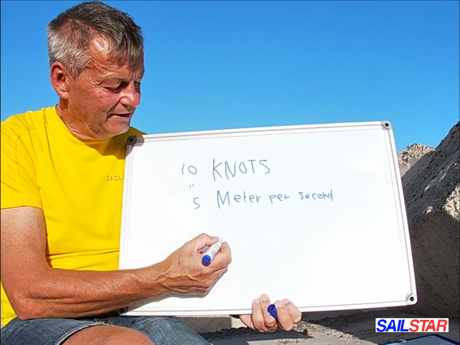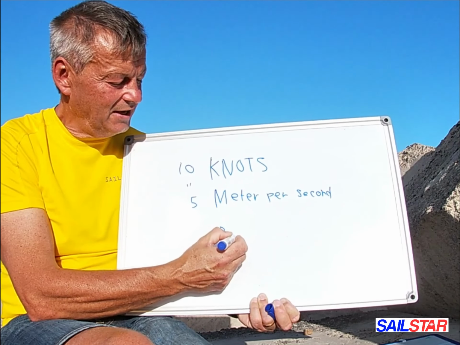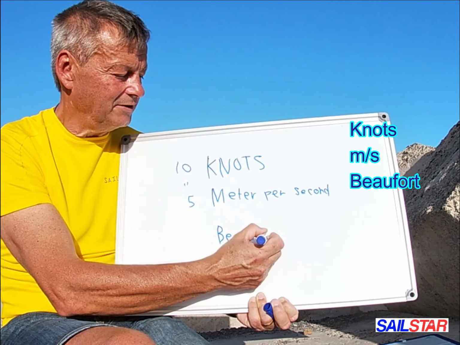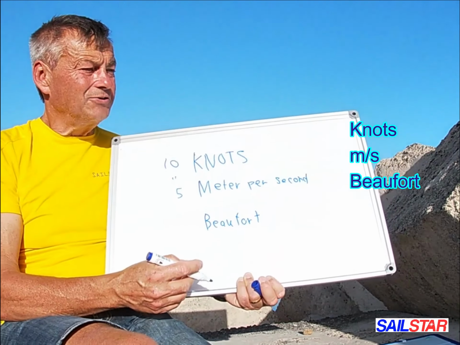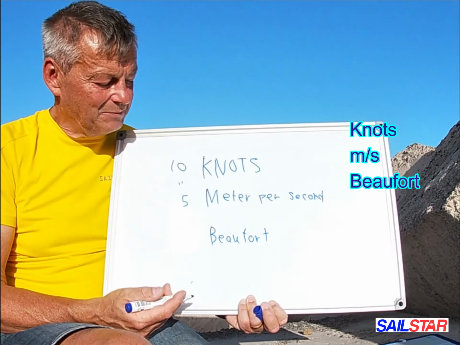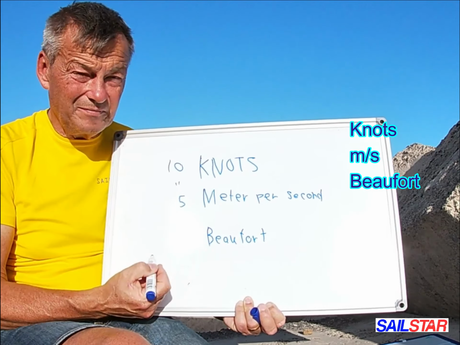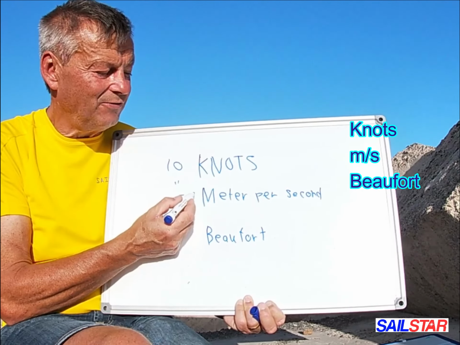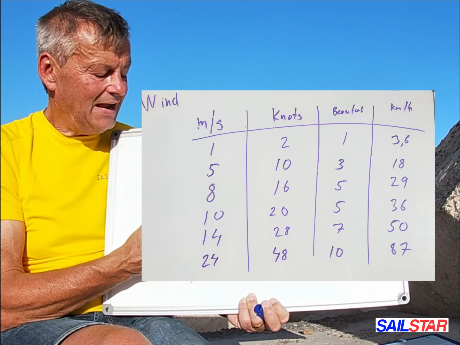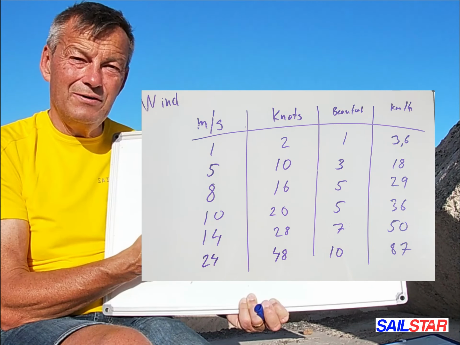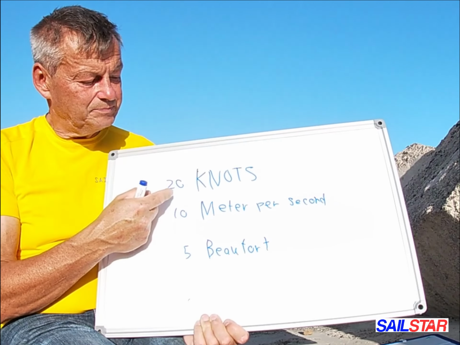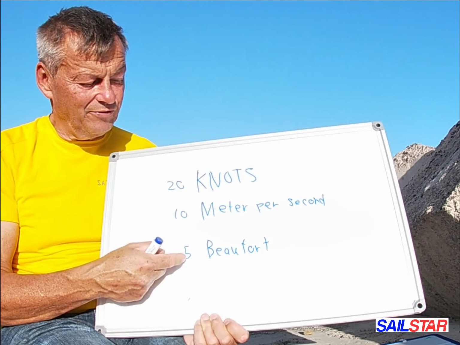And then there's another scale heavily used, especially on mainland Europe, but also by others. It's called Beaufort. It's not a linear scale, and it doesn't have that many steps. 10 Beaufort is storm, and storm is 24 meters per second, 47 knots. 5 Beaufort is 8 to 10 meters per second, which is 16 to 20 knots. So 20 knots is 10 meters per second, 5 Beaufort.